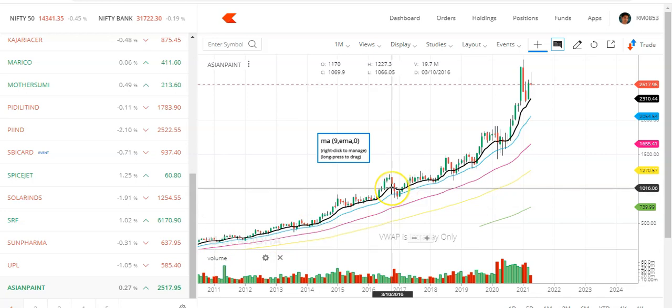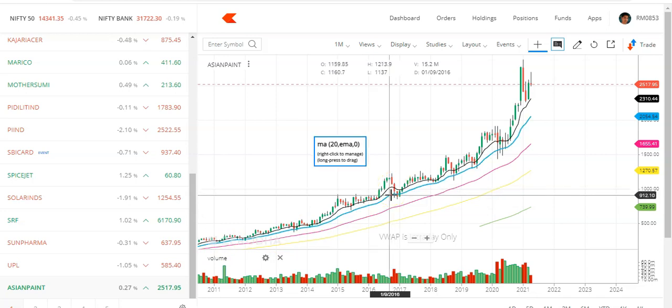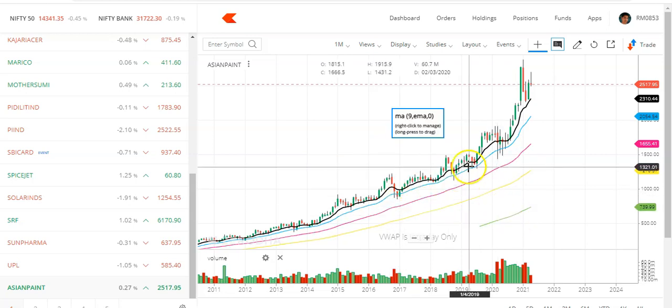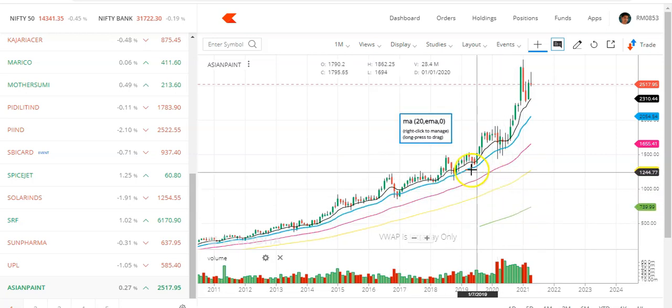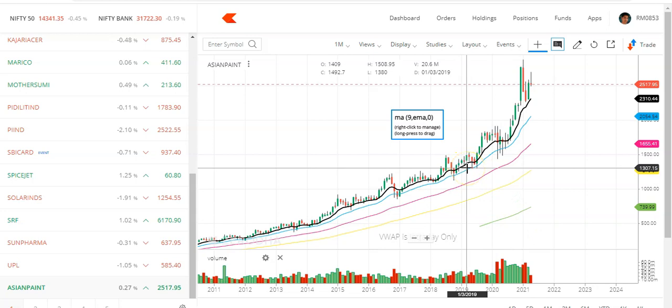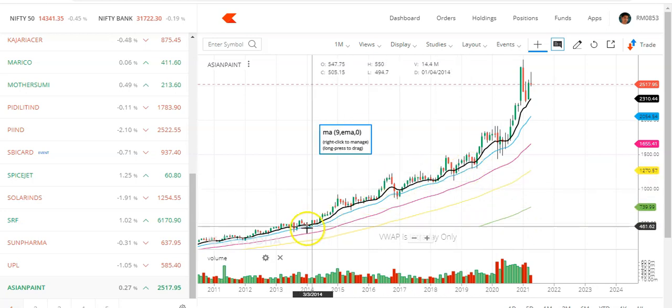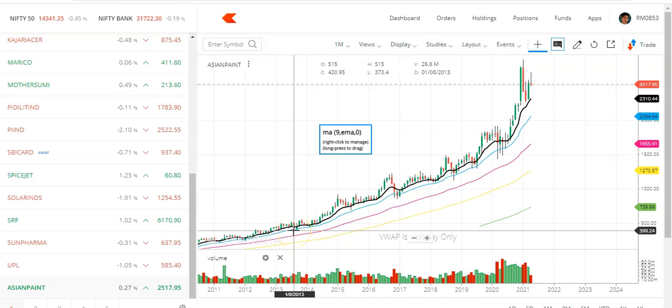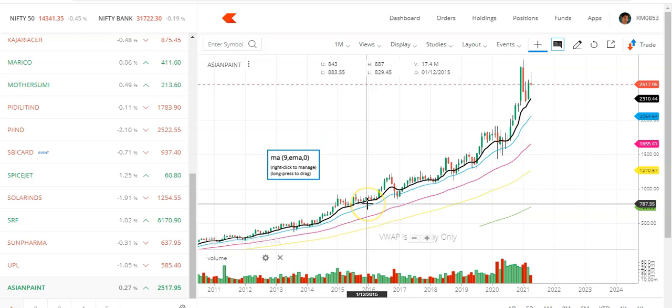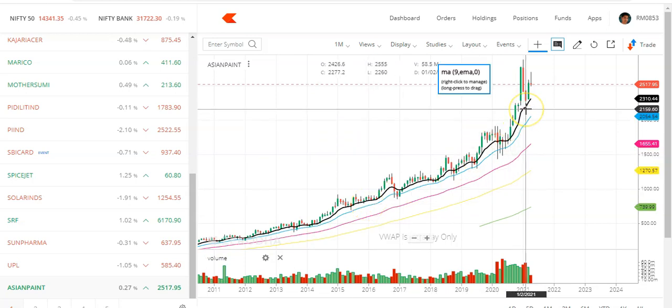This black line is the 9 exponential moving average and this blue line is the 20 exponential moving average, and the rest are different moving averages. We will leave those for now and just focus on 9 and 20. You can see from the chart, whenever there is a dip towards the 20 moving average on a monthly chart, Asian Paints rebounds. That is what it has been doing in the last 10-11 years. So one can assume that entry at 20 EMA will be an ideal one.